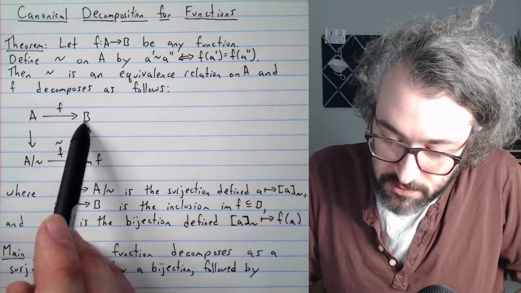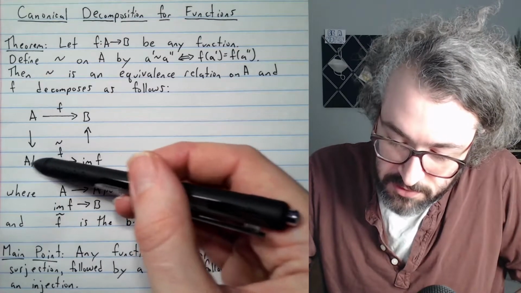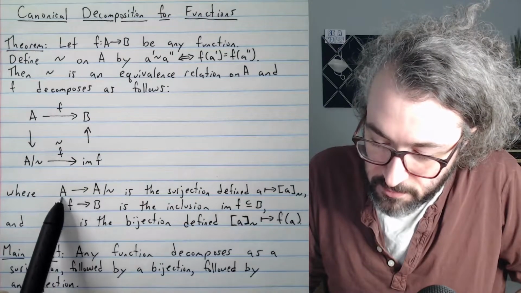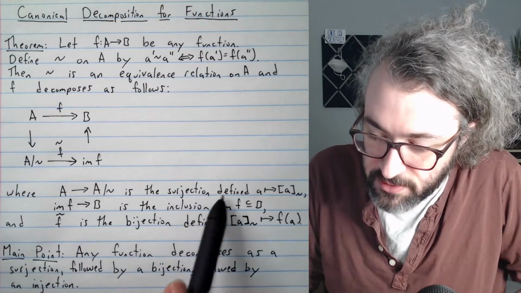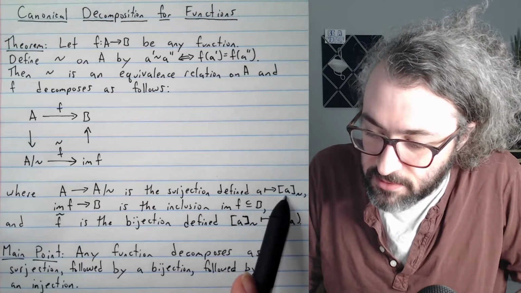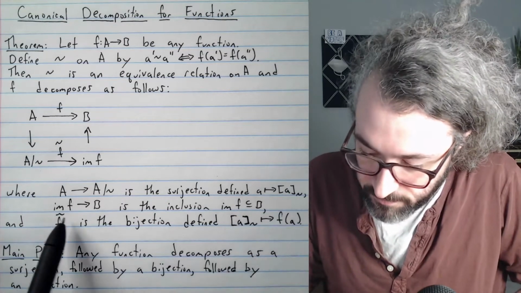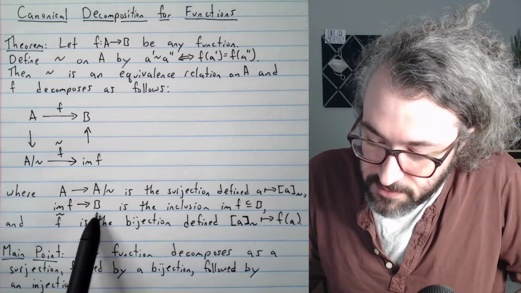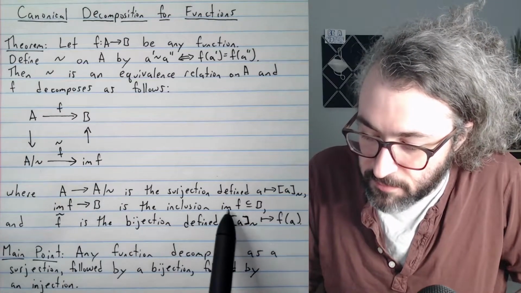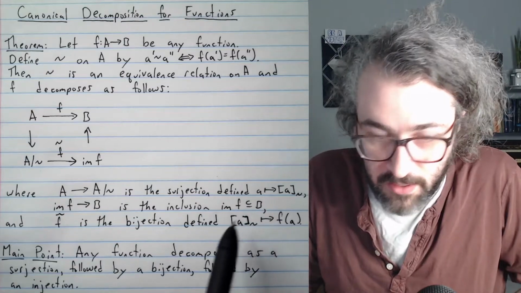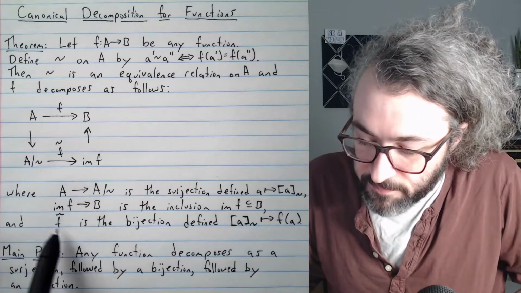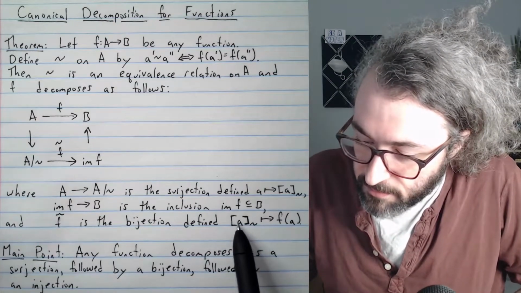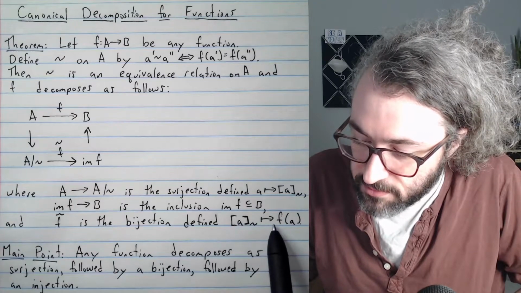So f is equal to the composition of this function, and this function, where the first function from A to A mod tilde is the surjection defined by taking a and sending it to its equivalence class. The third function from the image of f to B is the inclusion of one subset into the larger set. And then the function along the bottom, f tilde, is the bijection defined from the equivalence class of a to the image of a.